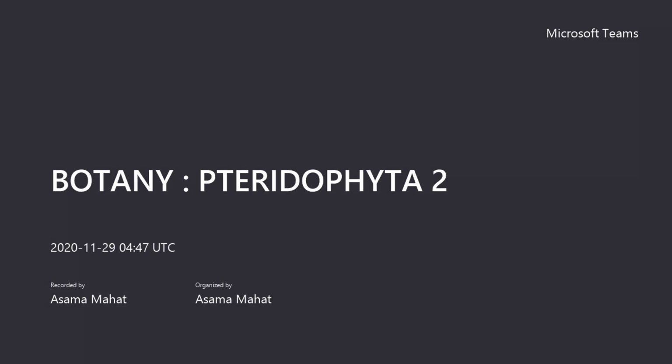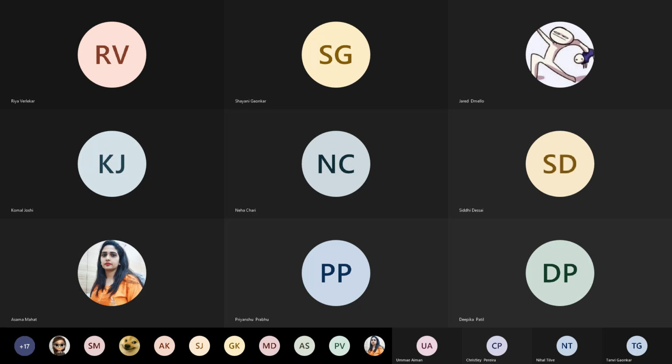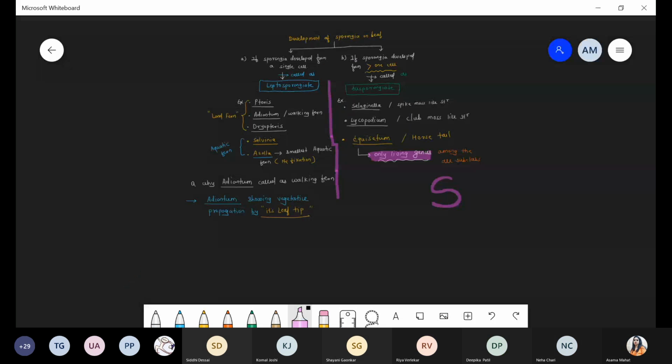Exactly what we say, that is a developmental pattern, that is sporangia. We discussed a few examples of land fern and a few examples of aquatic fern. Again, we discussed some examples of spores, which develop from more than one cell getting involved, and now they form a sporangia. And one important unique question we already discussed: Equisetum, also called the horsetail, is the unique example for a living genus, only living genus.